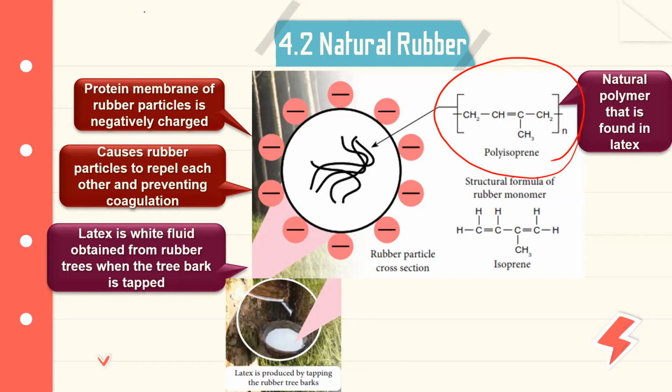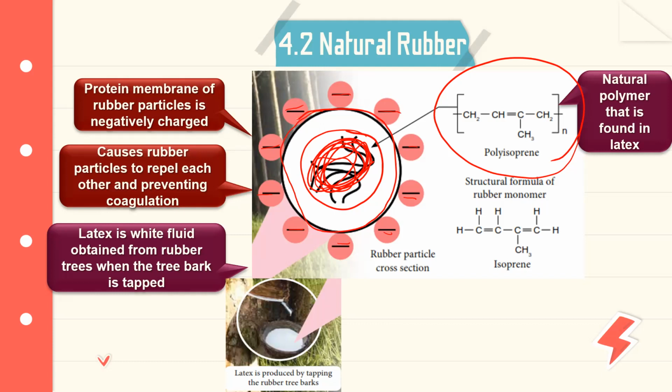Now, in my rubber particle, this is called a rubber particle. A rubber particle has rubber polymer inside. I don't want you all to mistake: the rubber polymer is inside. This is called a rubber polymer. The whole thing outside here is called the rubber particle. This rubber particle has negative charges all around the particle, causing them to repel one another so that they won't coagulate. This circle that I'm circling right now is called a protein membrane. This protein membrane is negatively charged.